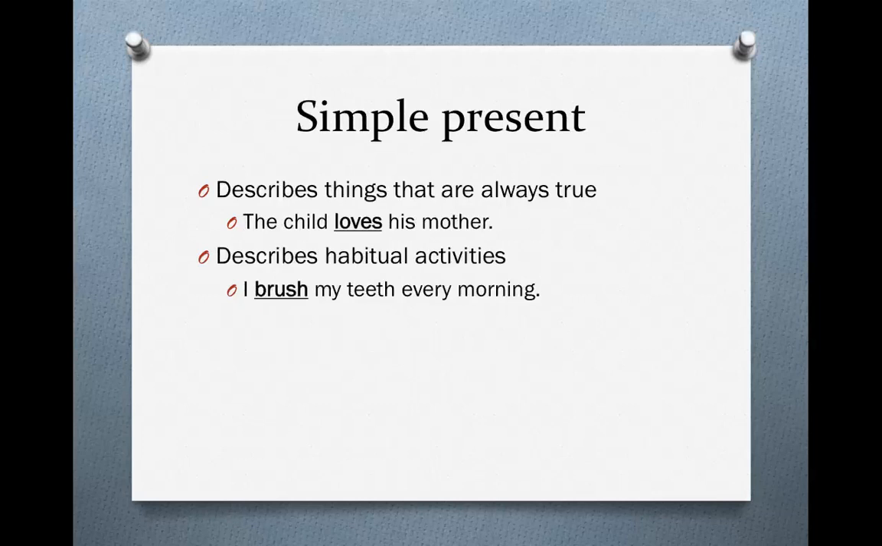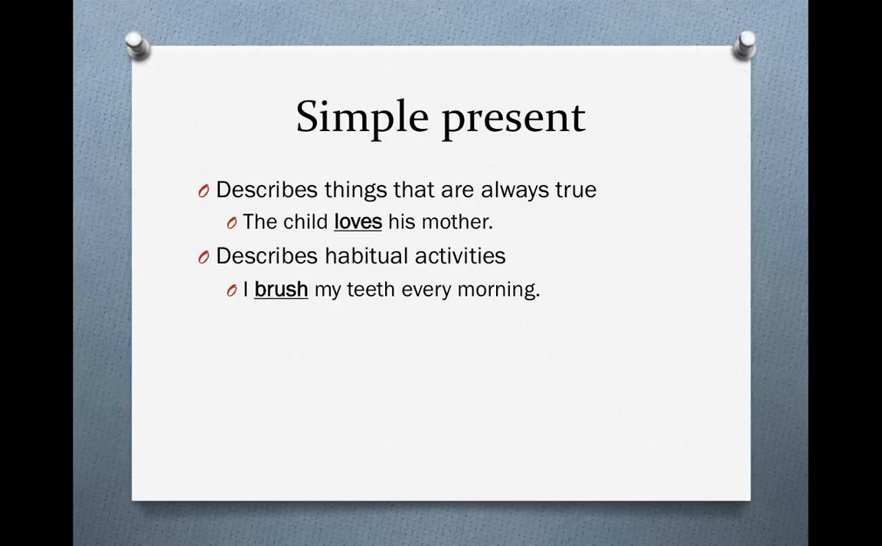Obviously, right now, we're going to be talking about the simple present form. The simple present has two meanings. First, it can describe things that are always true, as in, the child loves his mother. He loved his mother yesterday, he loves her today, and he will love her tomorrow. This will never change. It is always true.